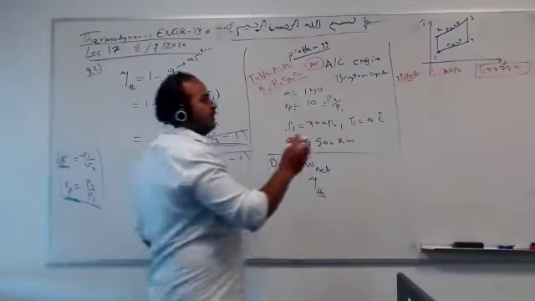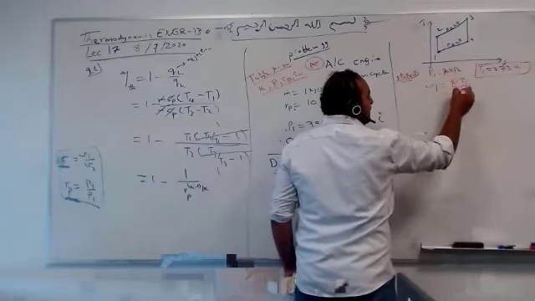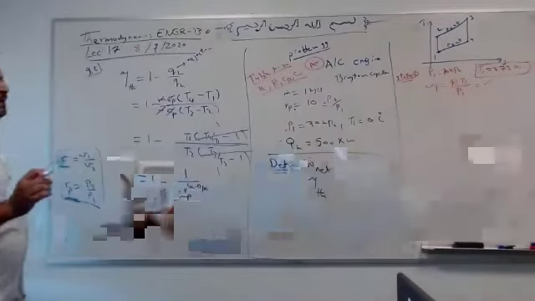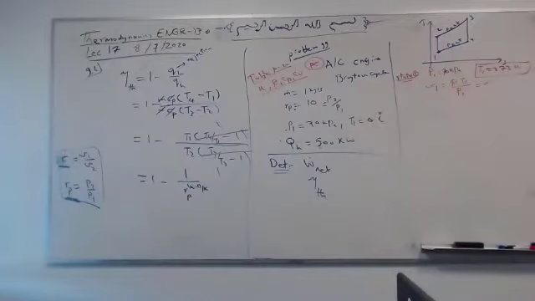For example, if you want V1, it's RT1 over P1, from the ideal gas law, PV equals RT. So is everything known at state 1? Yes. Why? You have 2 independent intensive properties.